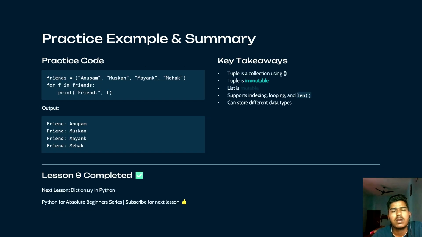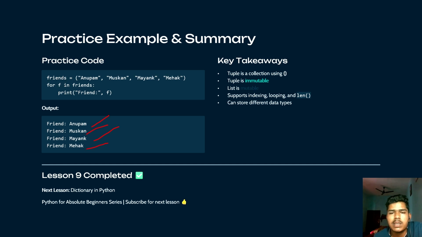So the summary and practice example is practice code like friends is equal to Anupam, Muskan, Mayank, Mehak. For f in friends, print friend f. Then we got output like friend Anupam, friend Muskan, friend Mayank, and friend Mehak.